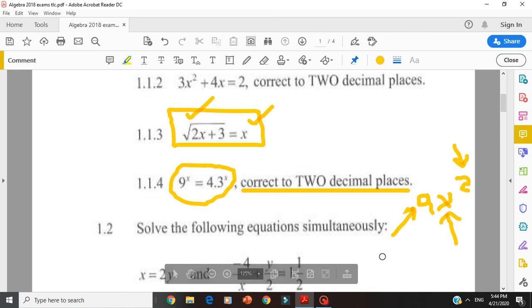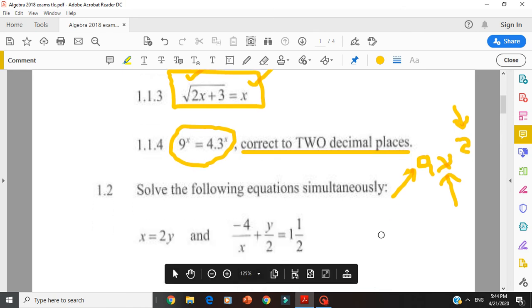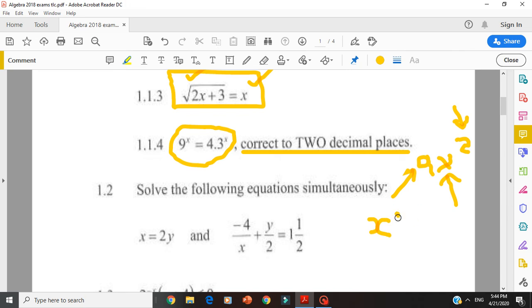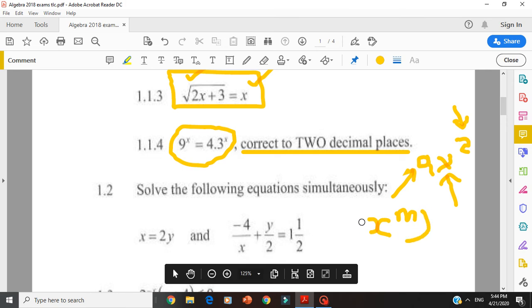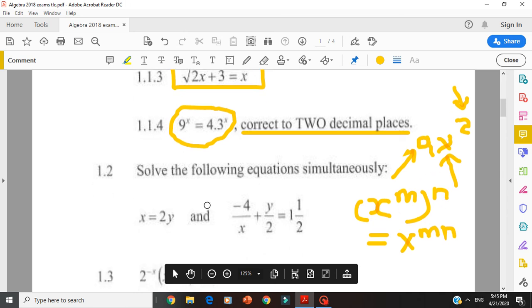Right. Another thing you need to know about exponent laws is that x to the power m, raised to a power n, is equal to x to the power mn. So you're just going to take this exponent, times it by that exponent, and that should help you to solve this portion. So let's look at the solution together.